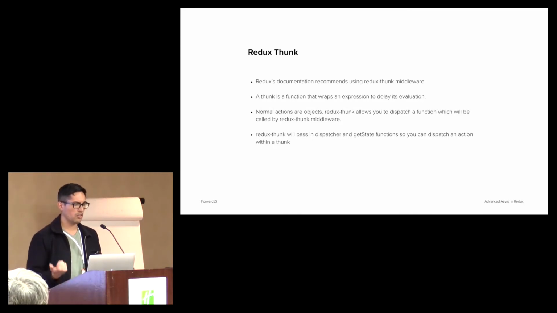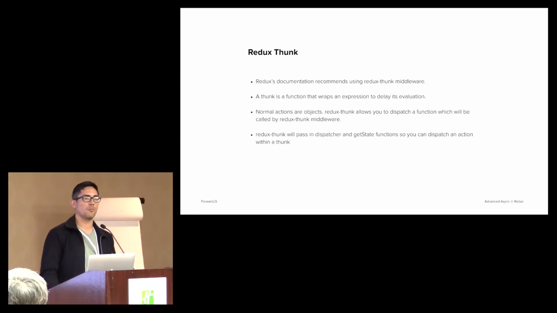So normally when you dispatch something to the store, you dispatch an action, right? And an action is an object. But Redux Thunk allows you to dispatch a function to the store. And Redux Thunk middleware is going to assume that if the thing that's been dispatched is a function, then it's going to be a thunk. So you want to pass in certain arguments to that thunk. What Redux Thunk is basically going to do is pass the store to that thunk. And that store has two methods, dispatch and getState.